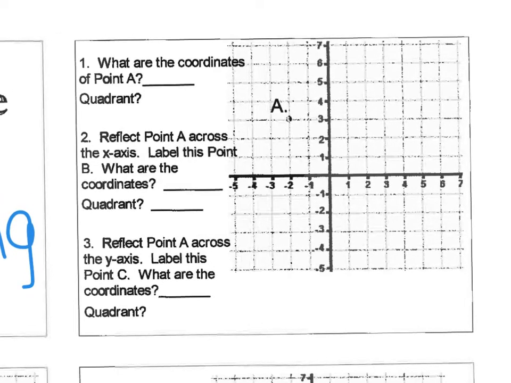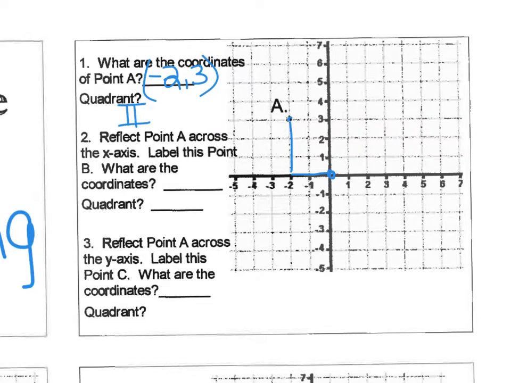Here we go. First off, what are the coordinates of point A? So here we have point A. If we were to start at the origin, we would have to go to -2 and then up 3. So the coordinates are going to be -2, 3. Remember, we separate those numbers with a comma and we put parentheses around them. Okay, which quadrant is point A in? Well, that is quadrant 2.